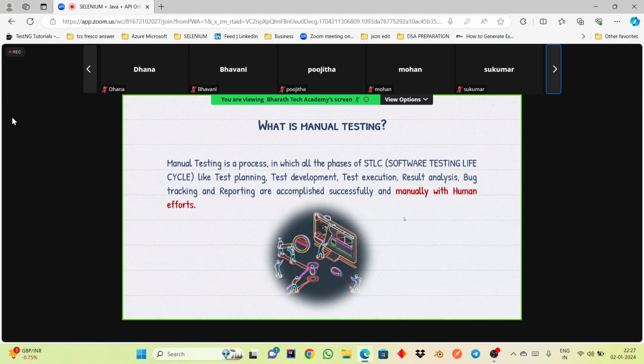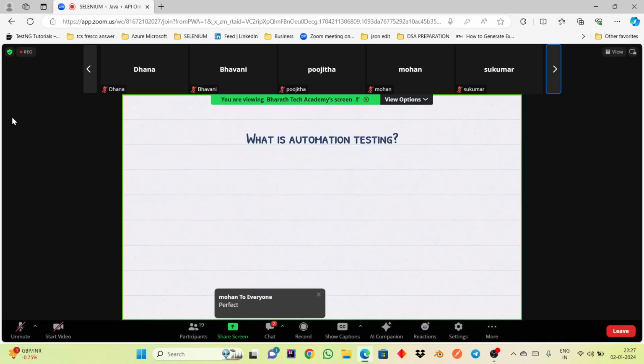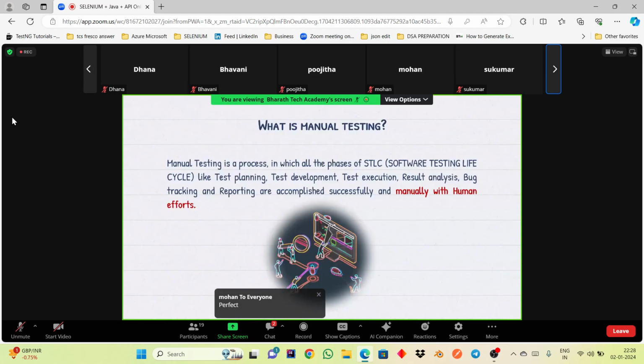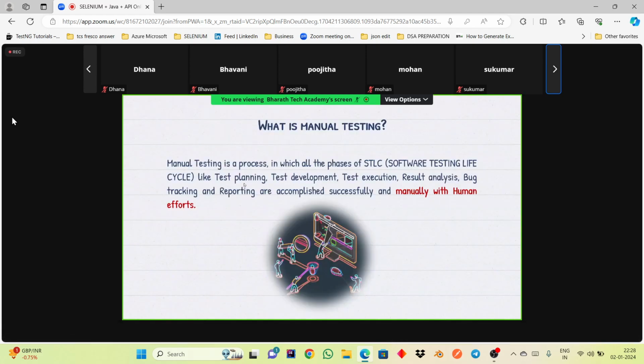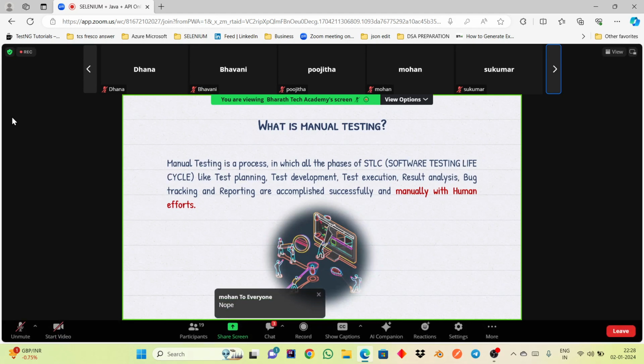Yeah, got it. Now, what is automation testing then? Are you going to automate everything, like planning, design, everything? Is it possible to automate everything, guys? Is it possible to automate the planning part? No. Is it possible to automate thinking and writing the test cases? No.